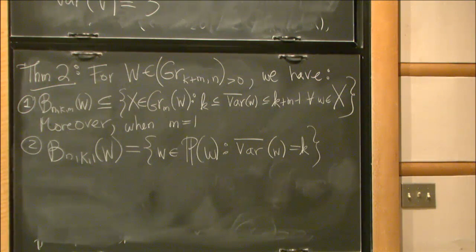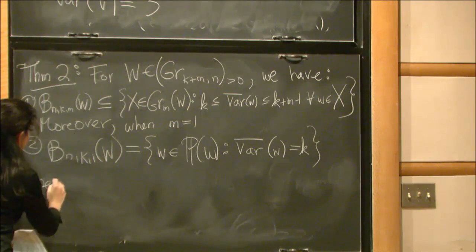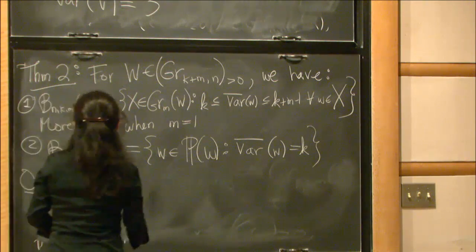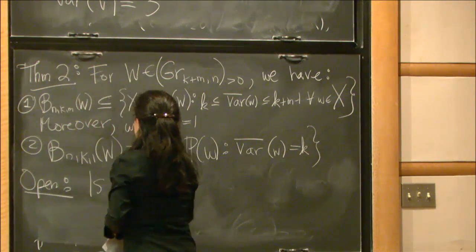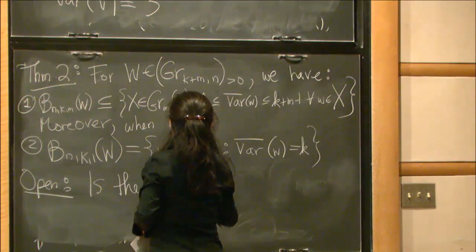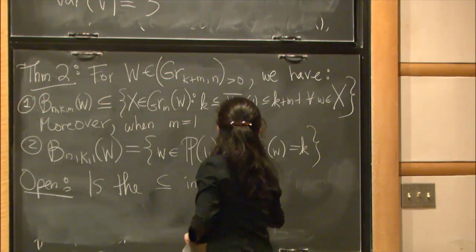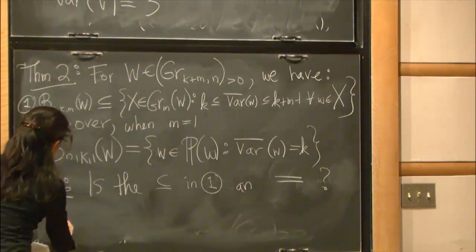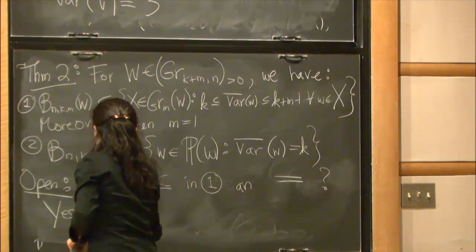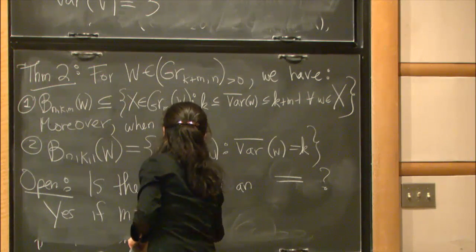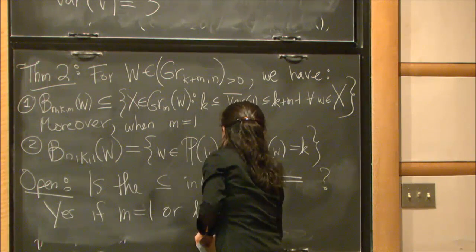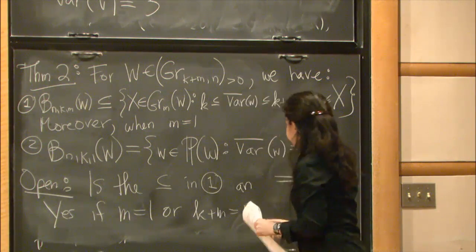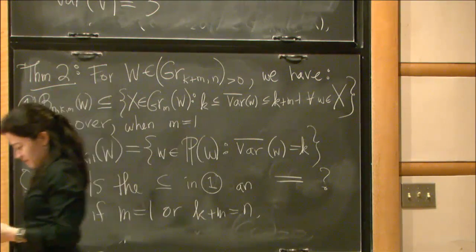Okay, so in general we don't know if the inclusion in 1 is an equality, but the answer is yes if M equals 1 or, for example, K plus M equals N.